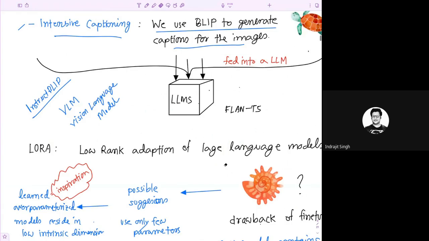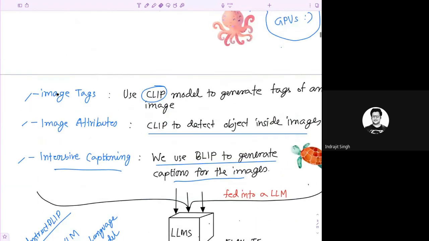So I said, come back to this: you have an image, and then using this CLIP method, you generate tags of that image, and using again this CLIP method, you detect objects inside that image, and you use intensive captioning, like use BLIP to generate captions for this image, right? So again, let's come back to this.